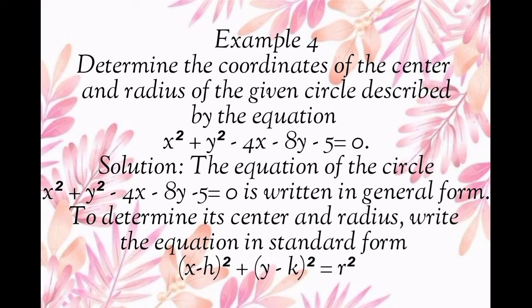Example 4. Determine the coordinates of the center and radius of the given circle described by the equation x squared plus y squared minus 4x minus 8y minus 5 is equal to 0. Solution. The equation of the circle is written in general form. To determine its center and radius, write the equation in standard form: (x minus h) squared plus (y minus k) squared equal to r squared.